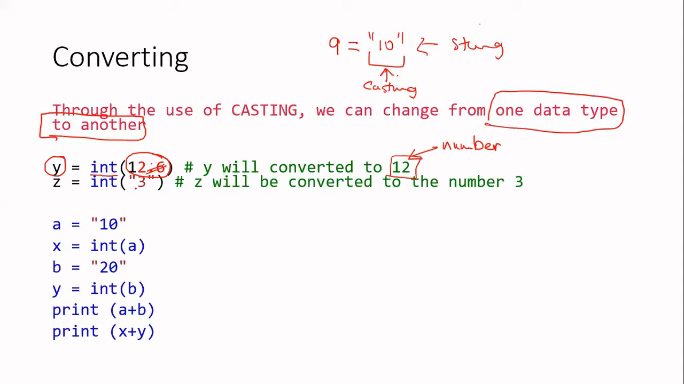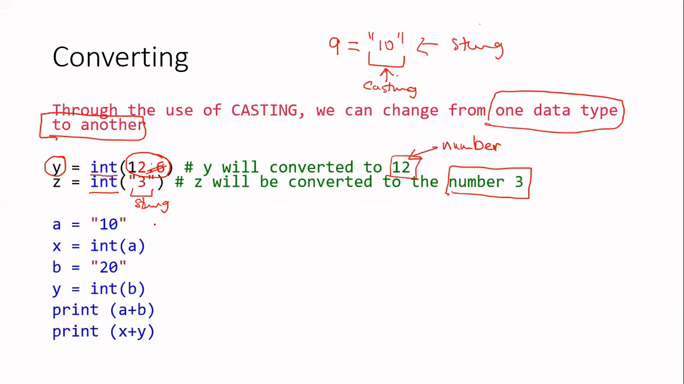Similarly with z, you'll notice that this number 3 is a string. And if I put int in front of it, int and then brackets, this, which was a string, will now be converted into a number. So that's the number 3. Let's look at an example so you can understand this a lot better.